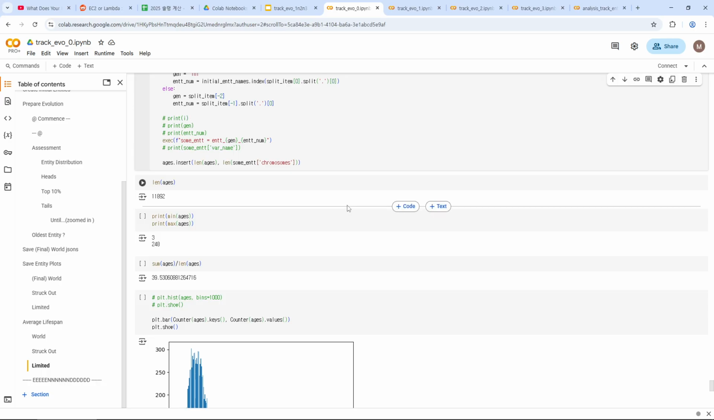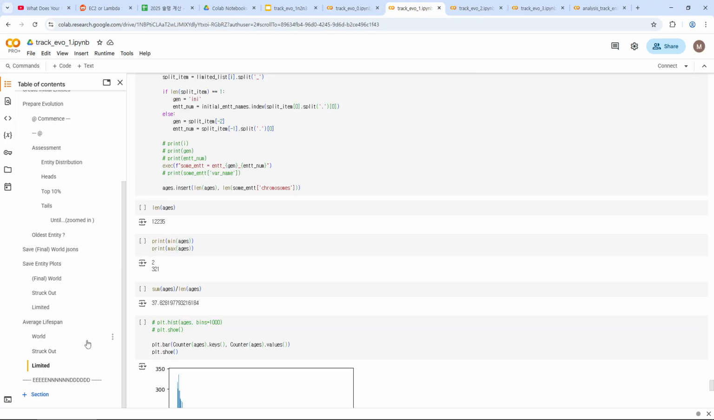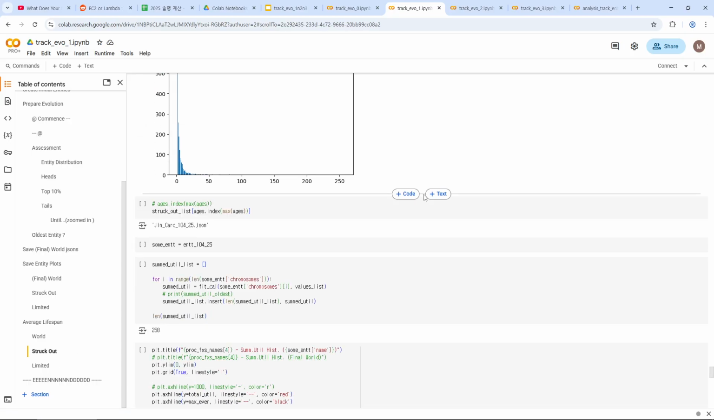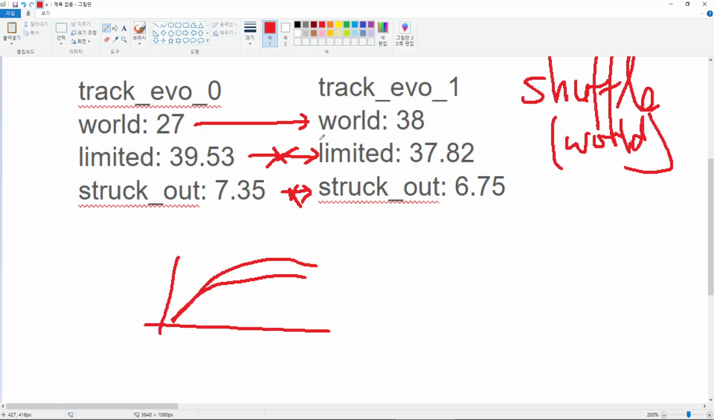And here's the distribution of average lifespan from track evo 0, so from the previous video. And here's the same thing, but now you see that it is more skewed to the right. Same for struck out, same for world. So shuffling does do some work, but it only increases the lifespan in the world, not for these two.